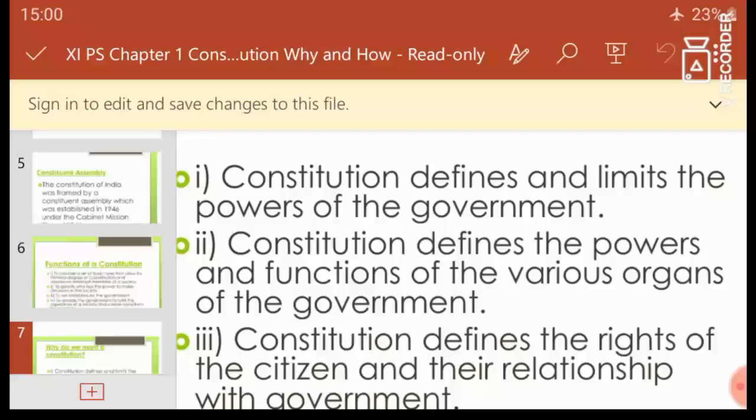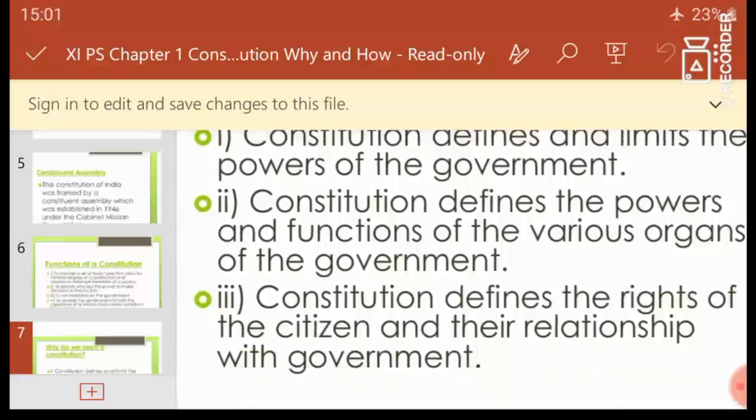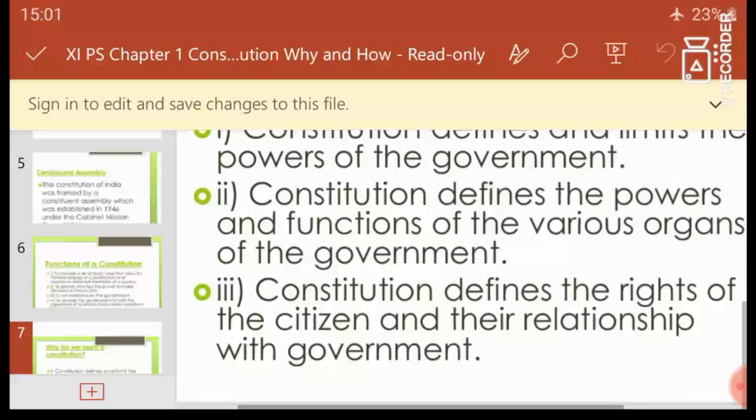Secondly, constitution defines the powers and functions of the various organs of the government. In Indian respect, you would have heard about legislature, you would have heard about executive, you would have heard about judiciary. So all these organs, principal organs, their functions would be defined by the constitution itself. Constitution is also needed because it defines the rights of the citizen, their relationship with the government, and the duties of the citizen towards the nation are also defined in the constitution itself. Therefore, constitution becomes very important document.